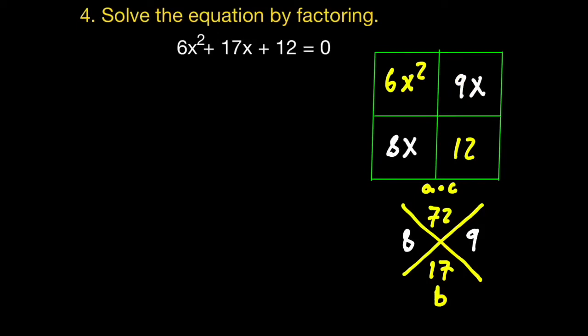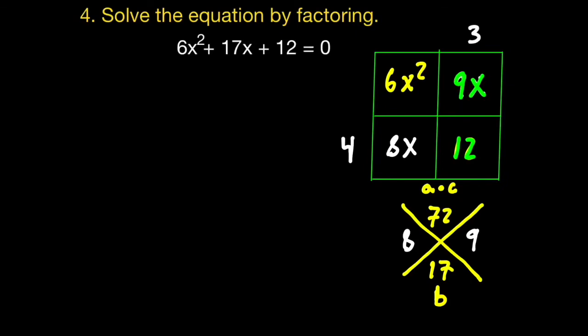Next, I'll get the GCF of the bottom row. That would be the GCF of 8x and 12, which is 4. And then I'll get the GCF of the right column, the GCF between 9 and 12, and that would be 3.